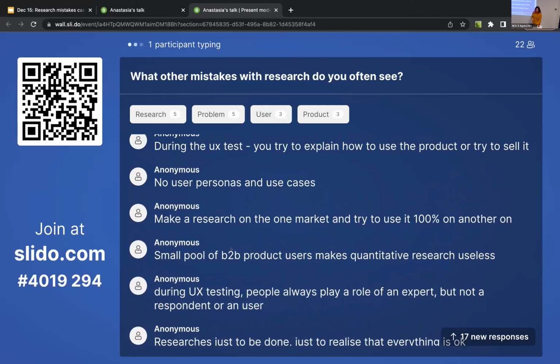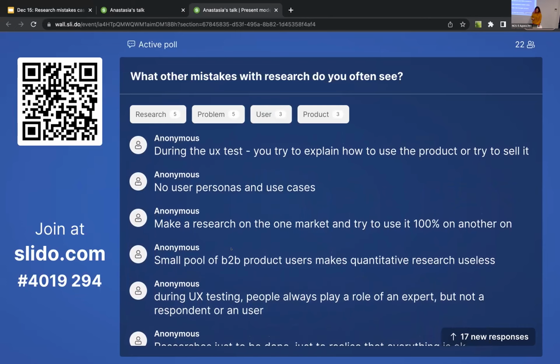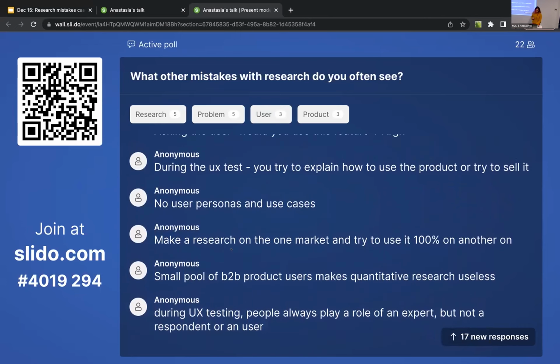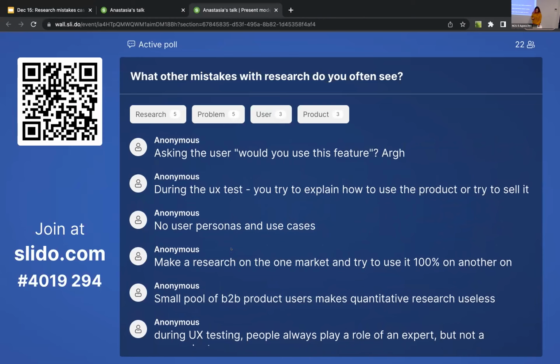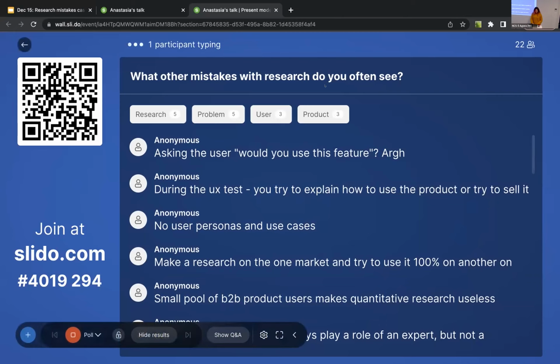Yes, the target audience question is that case as well. No user personas and use cases. During the UX test, you try to explain how to use the product or try to sell it. Yes. And why would you use this feature? Someone is very frustrated with that.